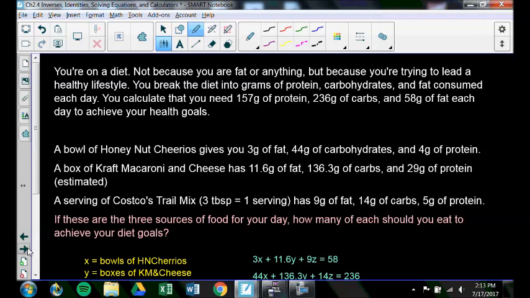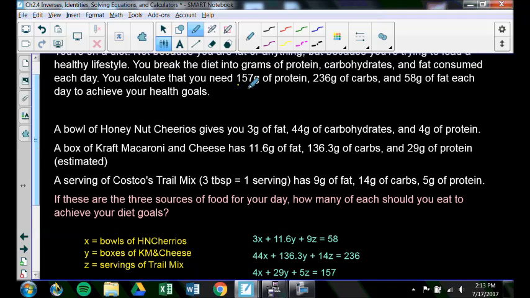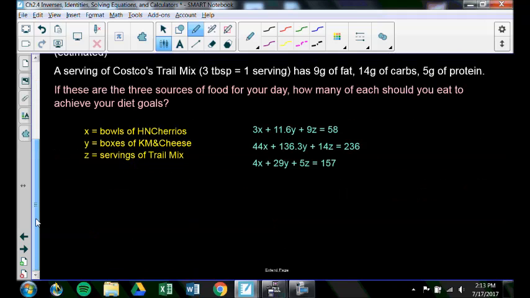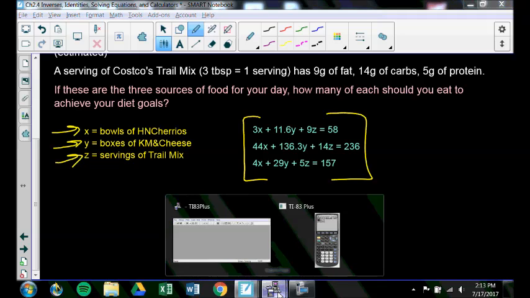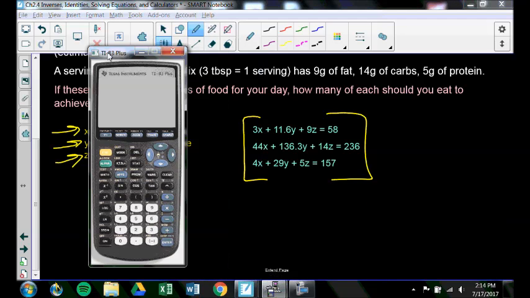Okay, in our very first slide of this whole chapter, we talked about your diet. Eating some Cheerios, some macaroni and cheese, and some trail mix. And you were trying to get this much protein, this much carbs, and this much fat. And I gave us these equations. And that was our system, where X stood for this, and Y stood for this, and Z stood for this. And I said our goal for this chapter is going to be to be able to solve a problem like this. And now we can very easily and very quickly solve a problem like this.